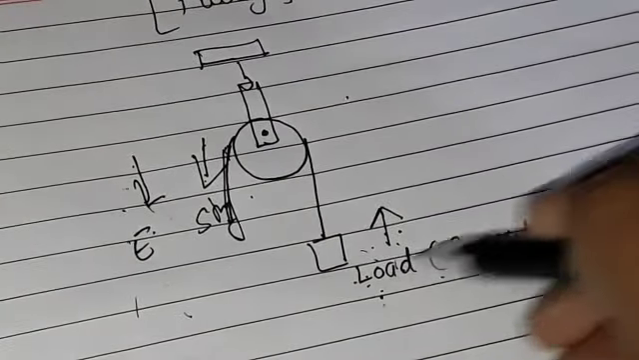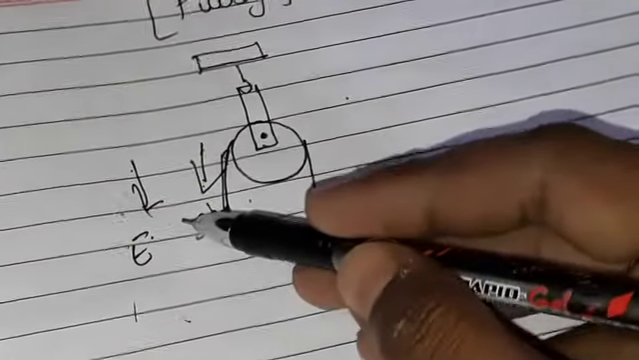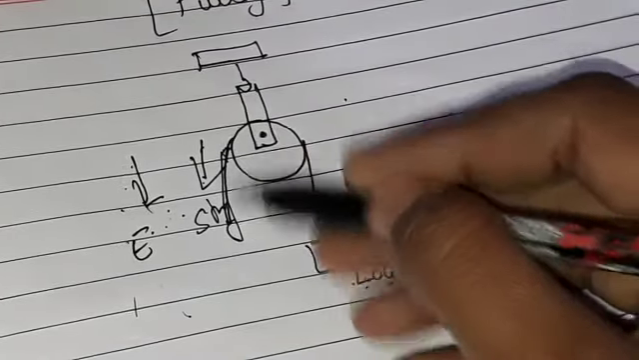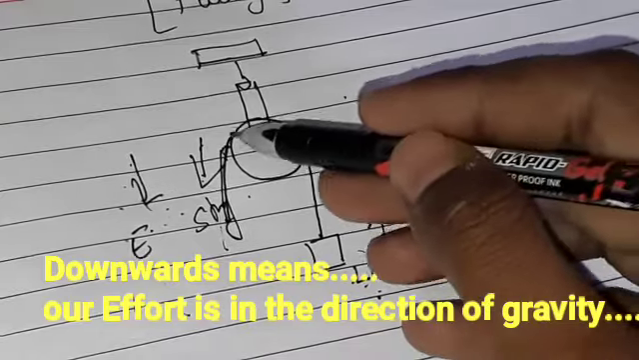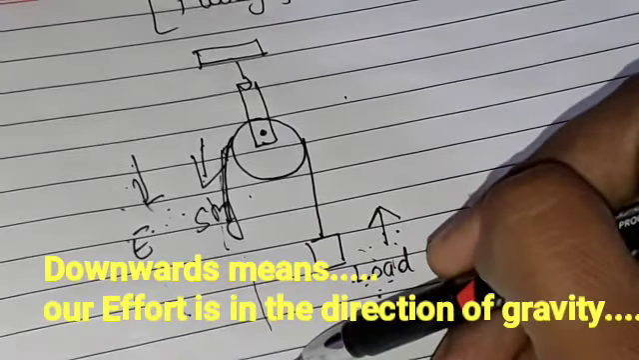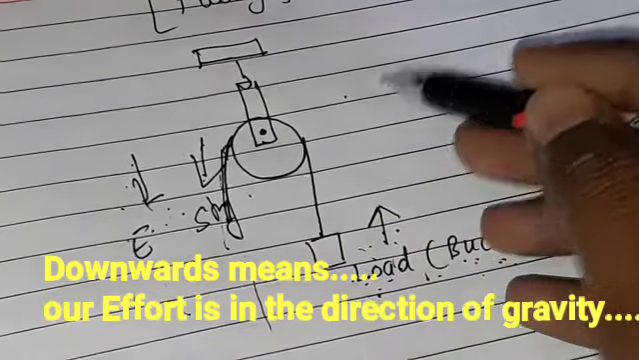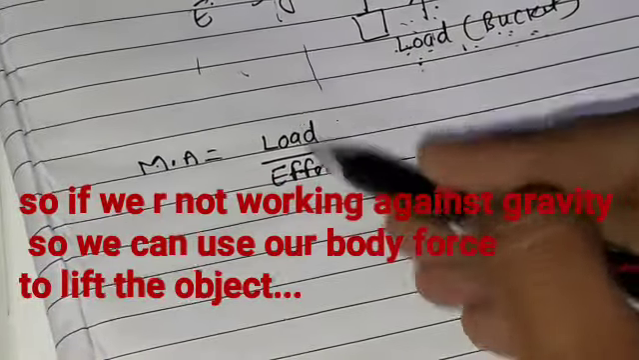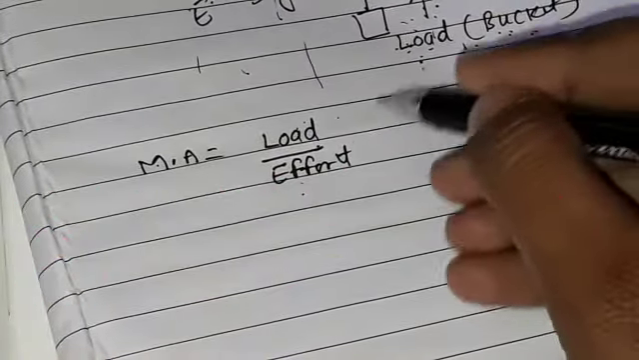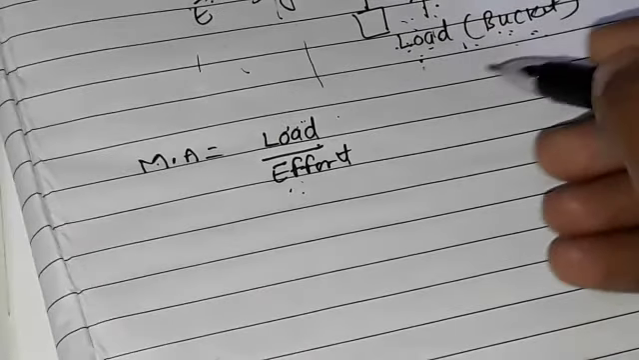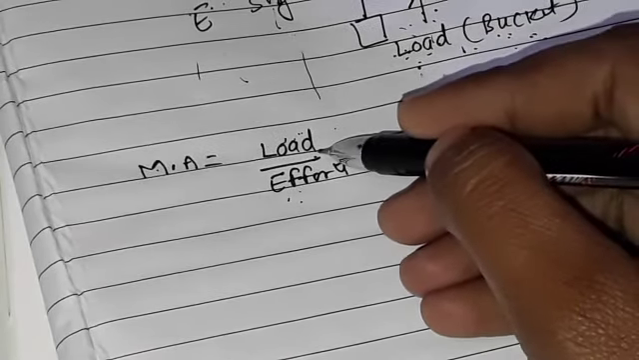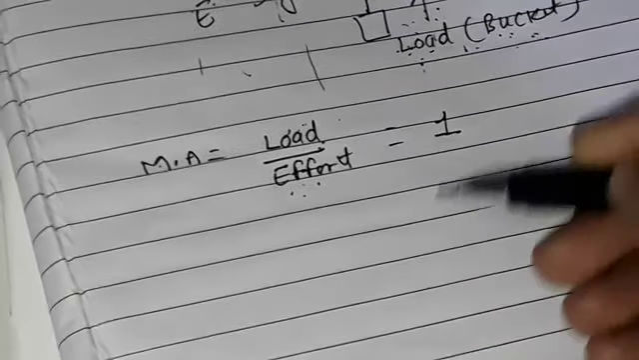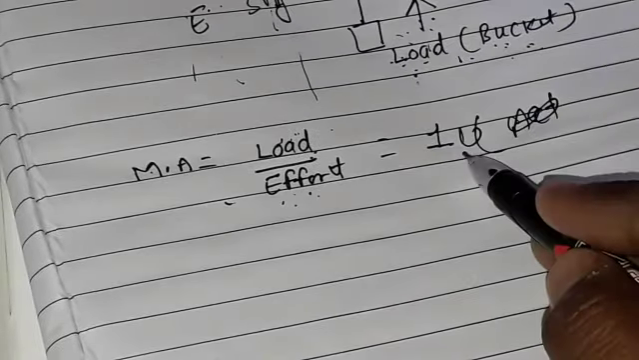Suppose class this bucket is too heavy, then sometimes you are sitting and you just pull the string downwards. It means the direction of the effort is always going downwards and your load is going upwards. And the mechanical advantage, the formula you all know, is load upon effort. In an ideal pulley there is no friction, so whatever load you have, you make equal effort, so your mechanical advantage is 1.